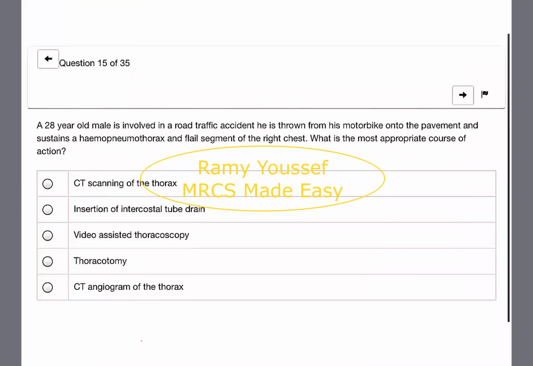A 28-year-old male is involved in a road traffic accident. He is thrown from his motorbike onto the pavement and sustained a pneumothorax and flail segment of the right chest. What is the most appropriate course of action? A. CT scanning of the thorax, B. insertion of intercostal tube drain, C. video assisted thoracoscopy, D. thoracotomy, E. CT angiogram of the thorax. I will go for B, insertion of intercostal tube drain.